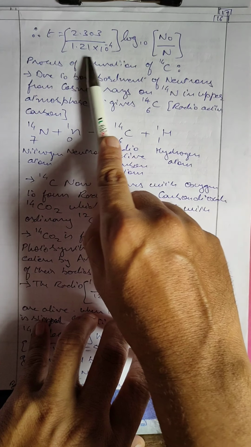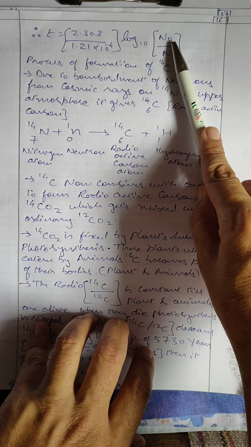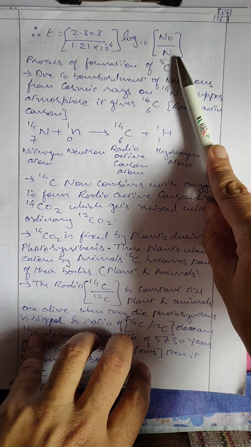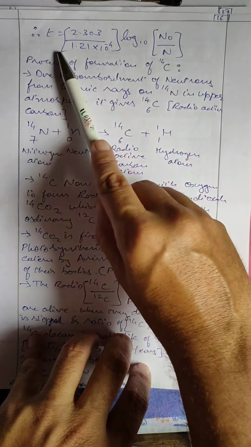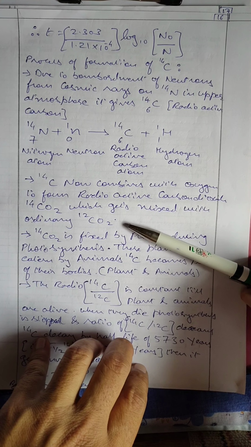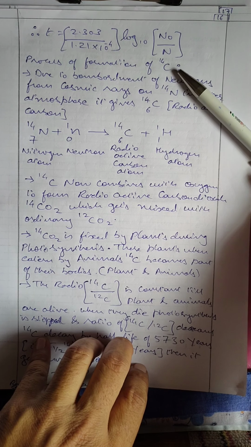T = 2.303/(1.21 × 10^-4) log N0/N. We know the value of N0 from the living organism. We know the value of N from the sample which was collected. We can get the value of T. So first of all, how or why is C14 there in the living organism or in the organic matter?